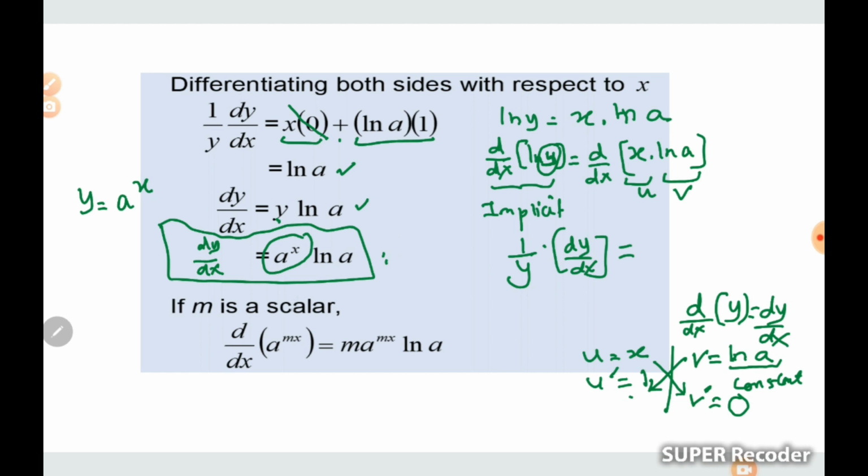What about if we have a scalar here? Differentiate a to the power of mx. We have a scalar m here, so the derivative of a to the power of mx is, you have to copy a to the power of mx, then differentiate mx. The answer is m. Then don't forget to multiply with ln a. So we have three things you have to consider here. Firstly, you need to copy the exponential form a to the power of mx, then differentiate mx, the answer is m, then you have to multiply with ln a.